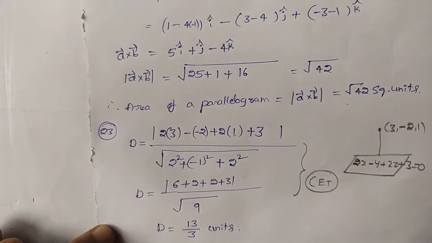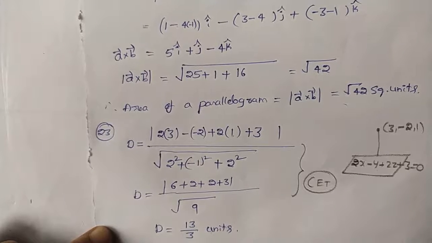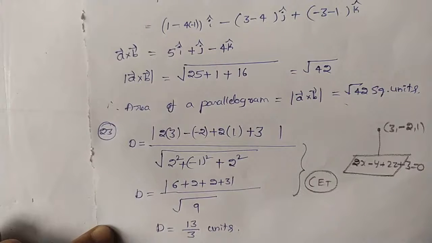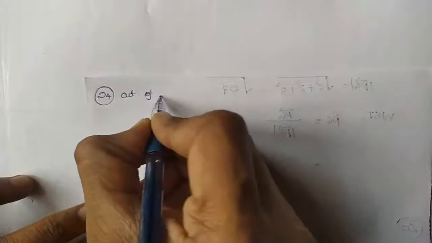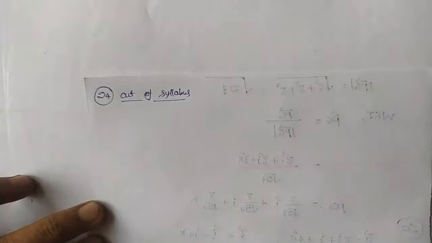Next, see the next question. Next question we have probability distribution. That probability distribution is not there in your textbook. I mean, it was deleted from your NCERT syllabus in this academic year. So for the 24th question, you no need to bother about it. The 24th question is out of syllabus.